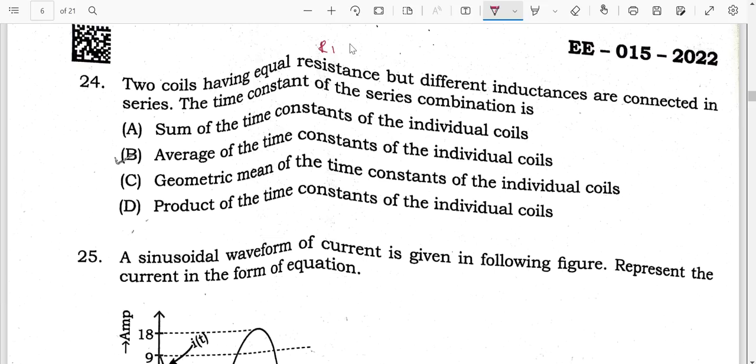So let me take R1 and R2, both equal to R value, but the different inductances are connected in series. So we have L1 and L2, which are not equal. The time constant of the series combination is what we need to calculate here.